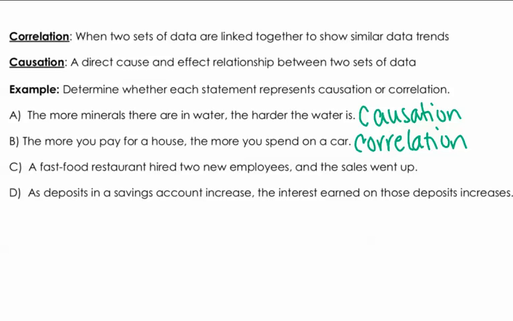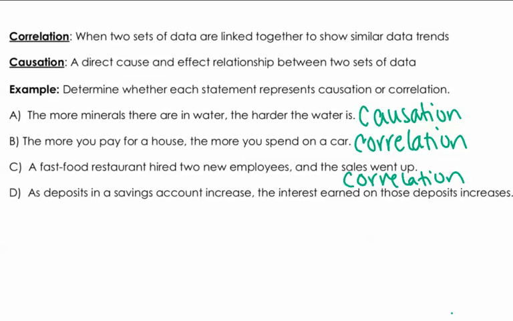C says a fast food restaurant hired 2 new employees and the sales went up. Are those 2 new employees causing the sales to go up? Is it that because those 2 new employees are now working at the restaurant, the sales have gone up? Or is it just kind of a coincidence that they hired 2 new employees and now the sales are going up? You have to think about whether those 2 new employees are specifically causing the sales to go up. Are they the reason why the sales went up? No, they're not. It just so happens that they hired some new employees and now their sales have gone up. Maybe they're expanding. Maybe there are other reasons within the business why they hired more employees, thus why their sales are going up. So this one is also going to be correlation.